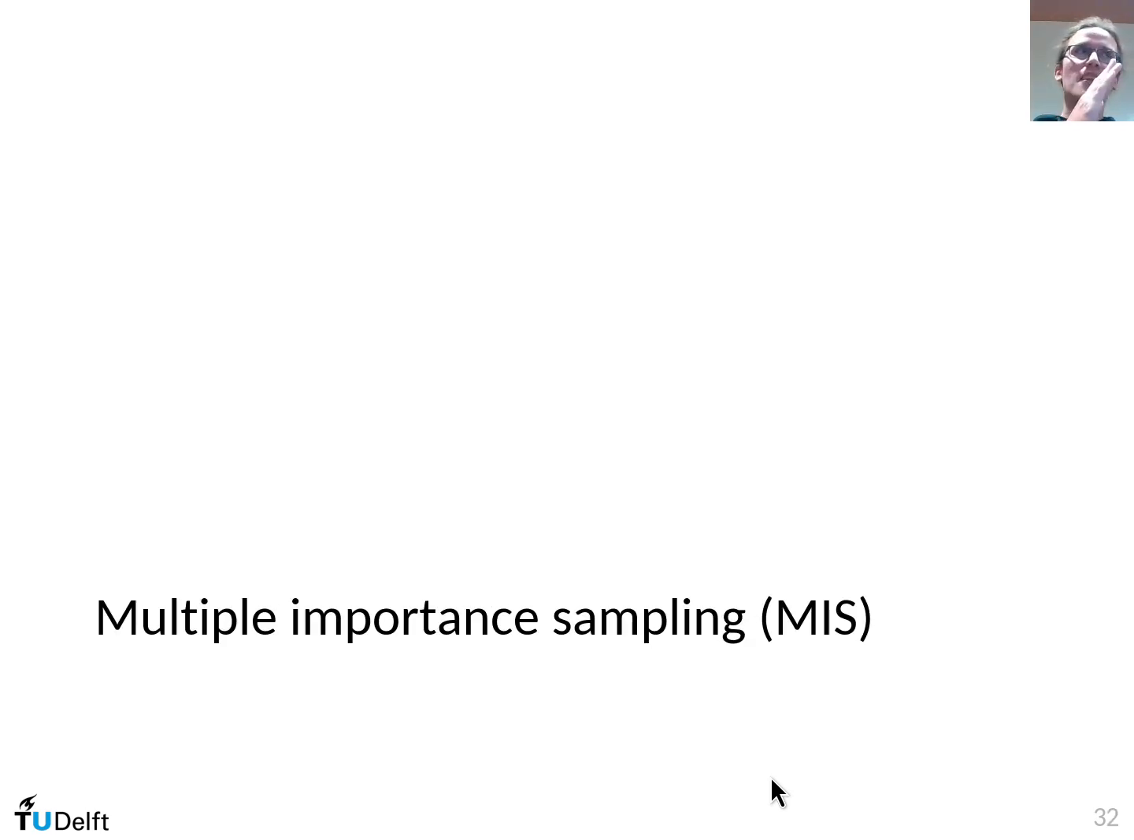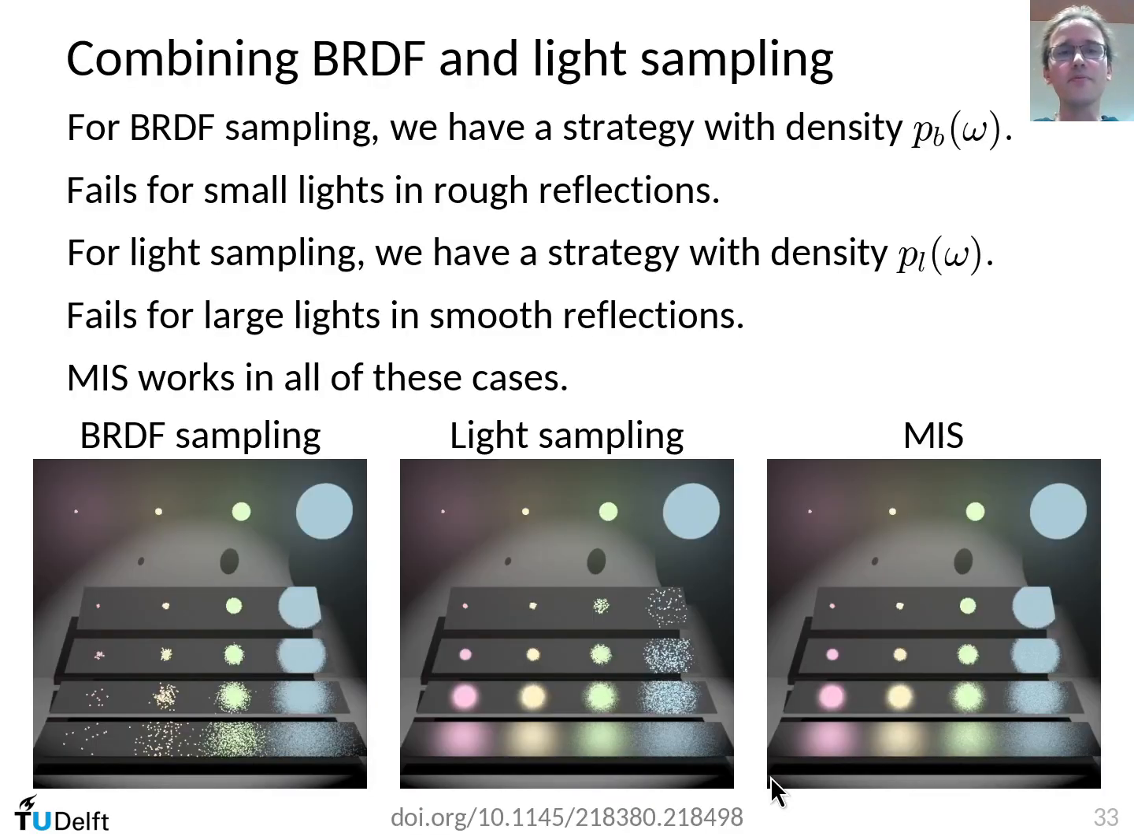Now we have sampling strategies for the BRDF, and we have light sampling, and the last thing we have to do is to combine both of these in a good way. For that, we will be using multiple importance sampling, for short MIS. And the motivation for that is shown here. This is a simple scene rendered using BRDF sampling only or light sampling only. And then here we are combining both of these techniques using MIS. And what you can see is that the two techniques individually have failure cases, whereas MIS looks nice everywhere.